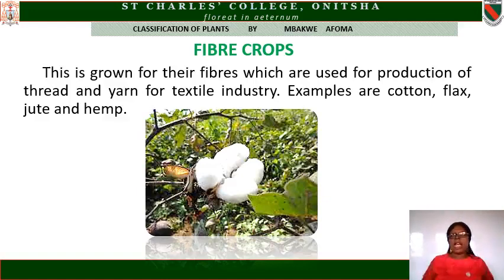Most of the materials we are wearing and those ones you are wearing there in your homes, they are being made from cotton.